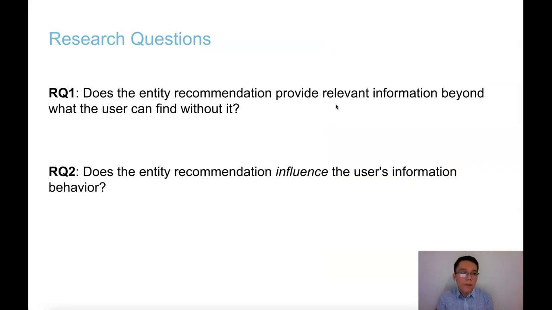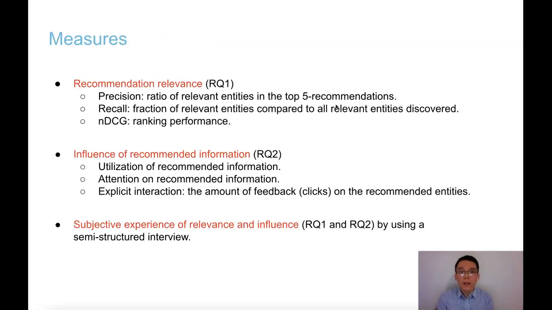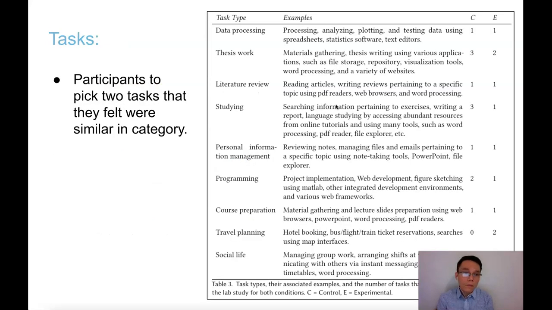We also define the following 2 research questions to understand the difference between the experimental and the control condition. We measure the relevance of the recommendation, and we also measure the influence of the recommendation on user task performance. For instance, whether the user pays attention to the recommendation, how much the user uses the recommendation, or whether they interact with the recommendation system. We also interview the users to extract their subjective experience with the recommender system. These are the tasks that people selected and worked with in the experiments.